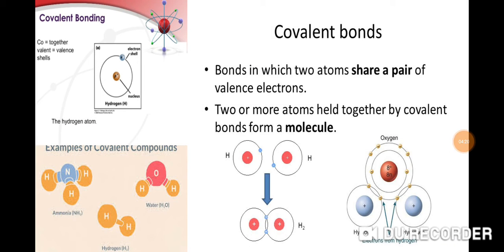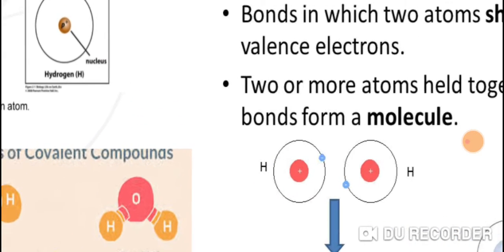Now the covalent bonds. This is a type of bond in which two atoms share one pair of electrons, and when two or more atoms are held together, they form covalent bonds to form a molecule. It is the mutual sharing of electrons. This is how it does not transfer its complete electron but mutually shares it in a half-half manner, and both the atoms coexist with the help of the sharing of electrons.